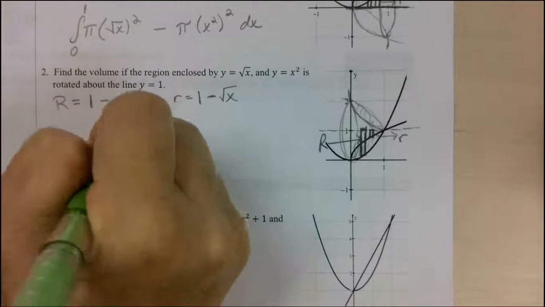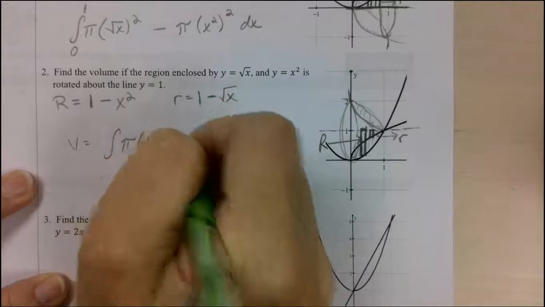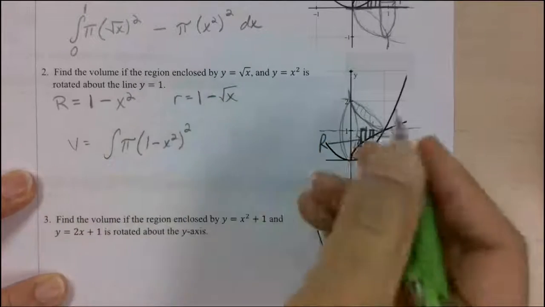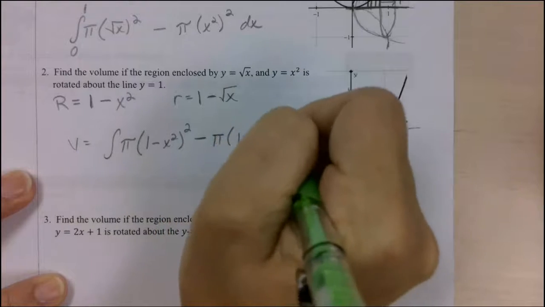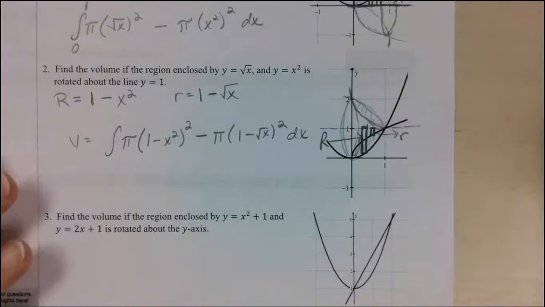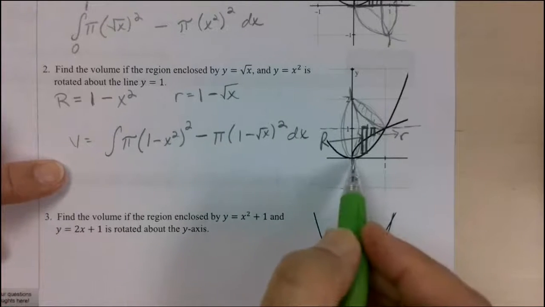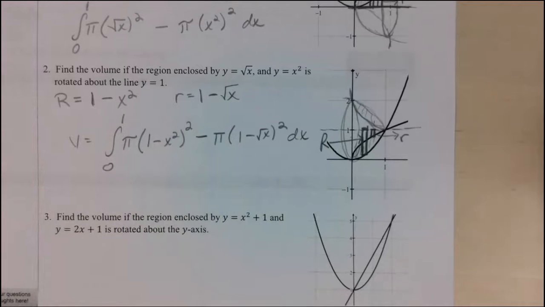So my volume is going to be equal to the integral of pi times big R squared minus pi times little r squared dx. And again, I need limits on the integral. They need to be x numbers. It's still 0 and 1 because it's the same region that we started with before.